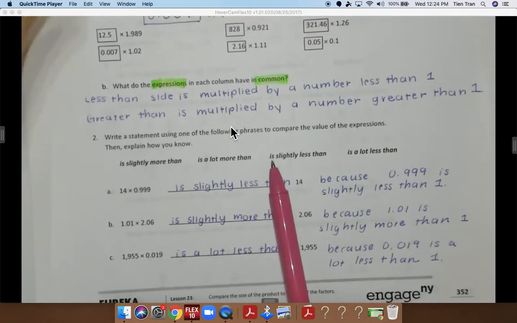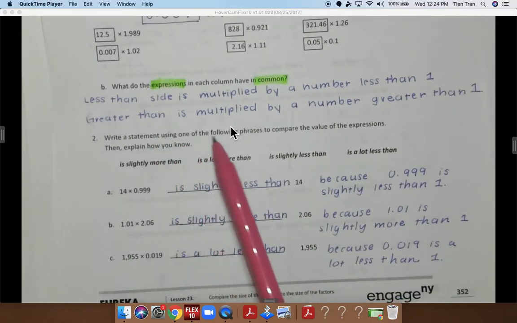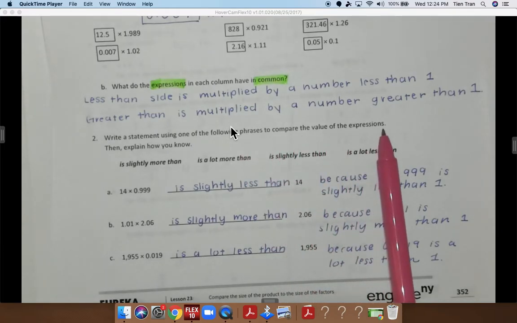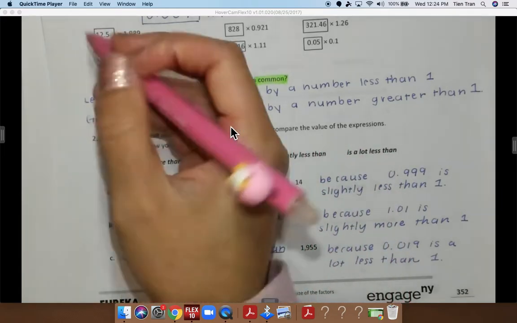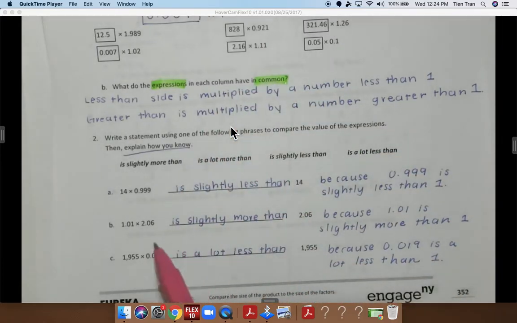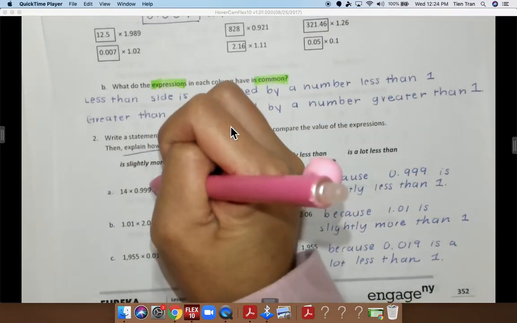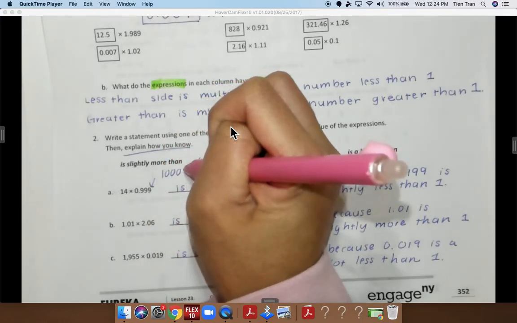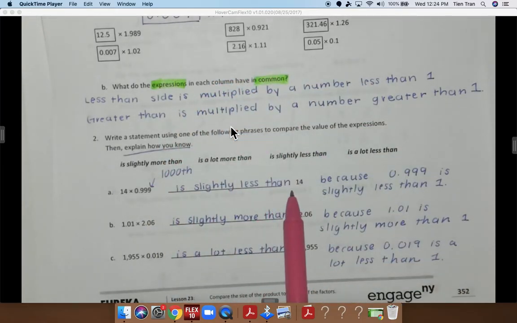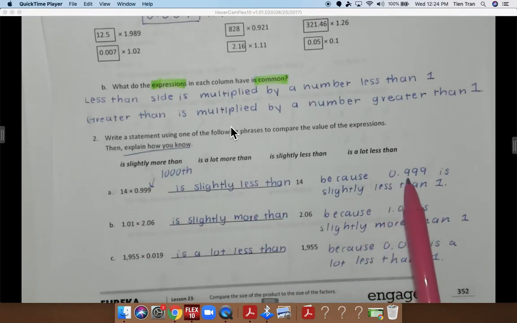For part 2, they ask you to write a statement using one of the following phrases to compare the value of the expressions, then explain how you know. So 14 times 999 thousandths is slightly less than 14. I know that because you are multiplying by a decimal, because 999 thousandths is slightly less than 1.